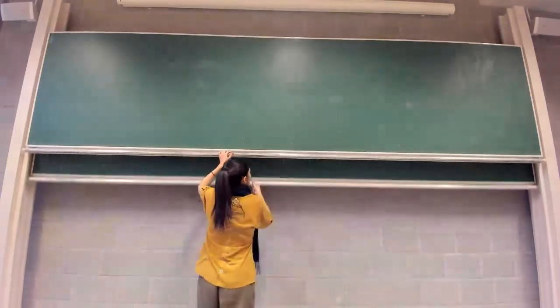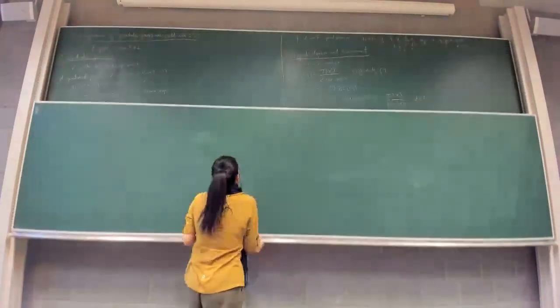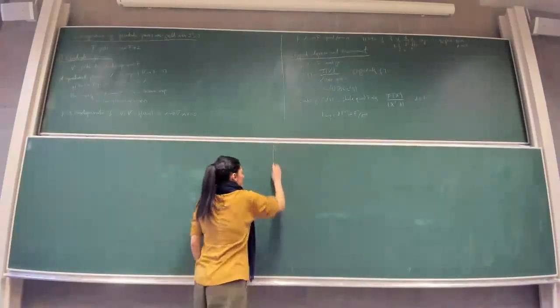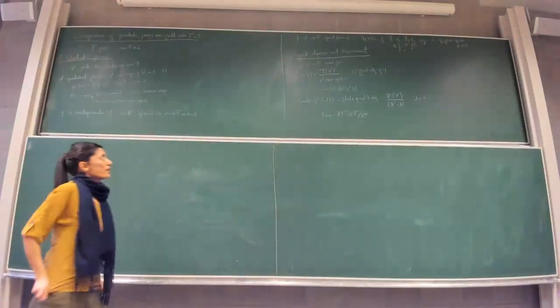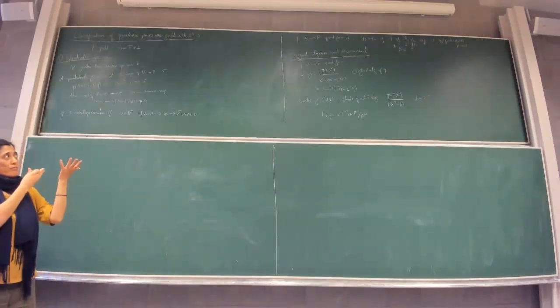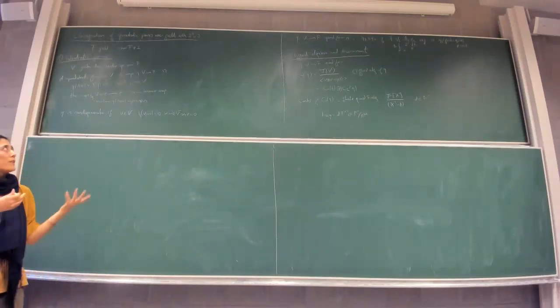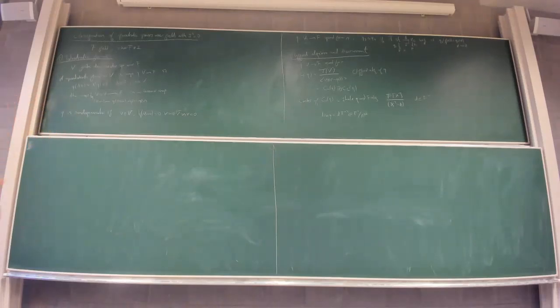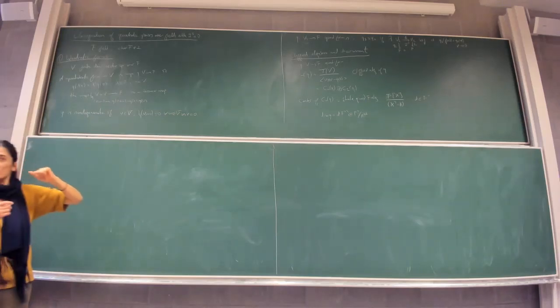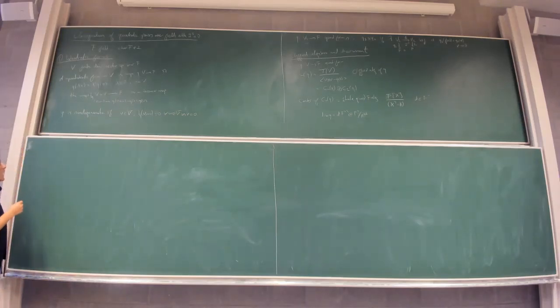Now I am only going to give the classification result. Over the fields that we are interested in, over fields with I3 equals 0, I will just give the statement of the classification result, but I need to define the property I3 equals 0. For this I would need to recall quickly the Witt ring of the field.